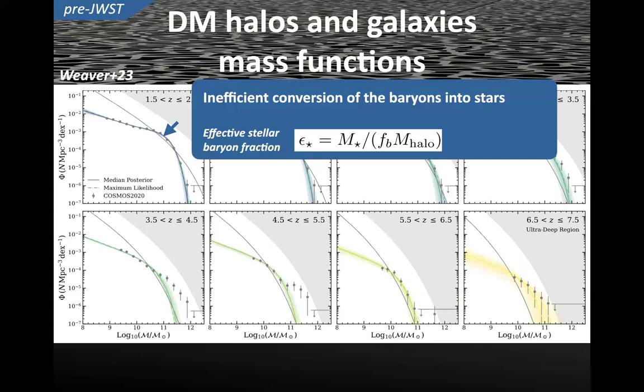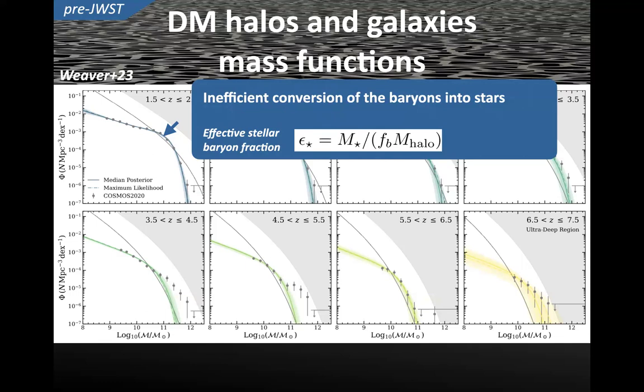So what we can notice here is that first we have a really inefficient conversion of baryon into stars. And we will use this a lot. People sometimes call that star formation efficiency, but that could be mixed with other definitions. So we use effective stellar baryon fraction. I don't know if it is better, but basically that's the ratio between the stellar mass and the mass of the halo multiplied by the universal baryonic fraction. So that's the fraction of baryons that you convert into stars.